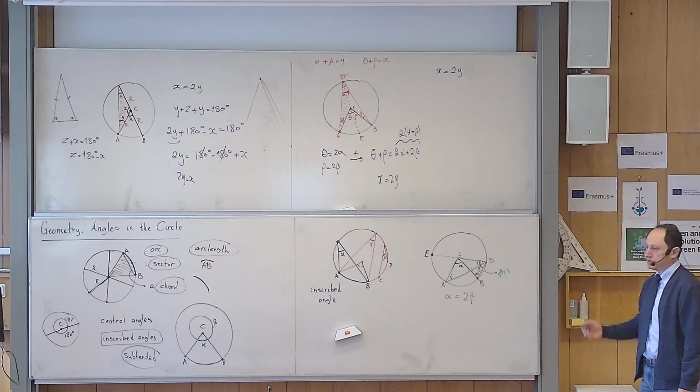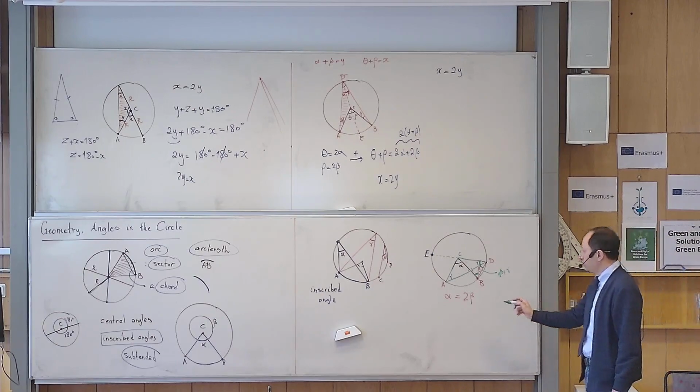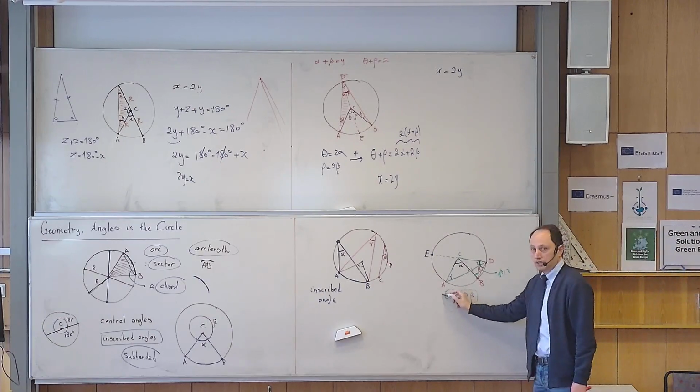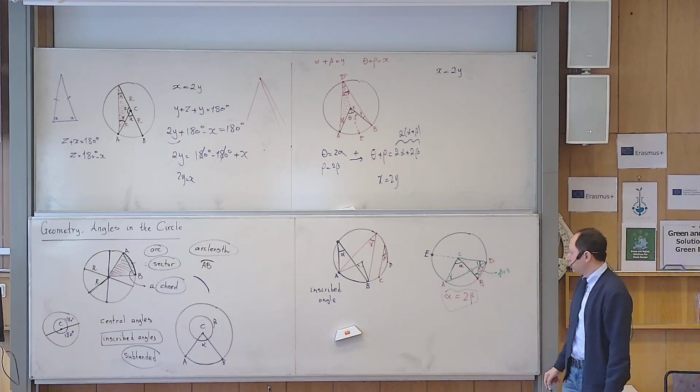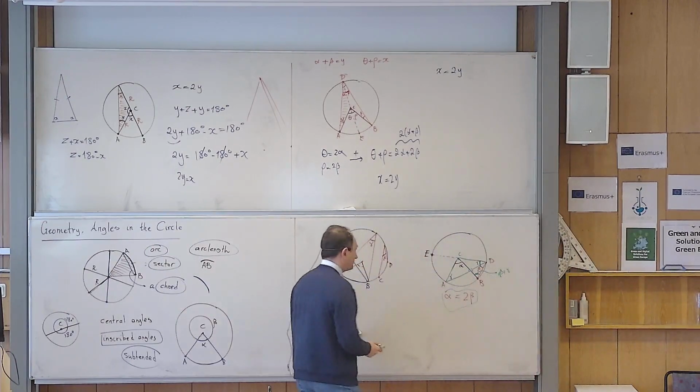Okay, try to finish the problem. But don't lose your goal. Your goal is to find a connection between alpha and beta. We haven't found that yet. But I don't think it is hard to find it out.